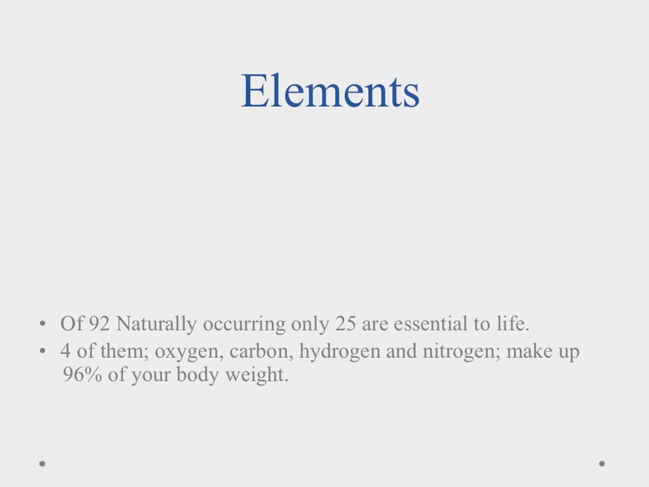Now, there's 92 naturally occurring elements out in nature, and only about 25 of them are essential for life. A lot of the other ones are going to be used for other things, but 25 are necessary for life to happen. Four of them, in fact, oxygen, carbon, hydrogen, and nitrogen, make up 96% of your body weight. So that's the bulk of what we're made of: carbon, oxygen, hydrogen, and nitrogen.